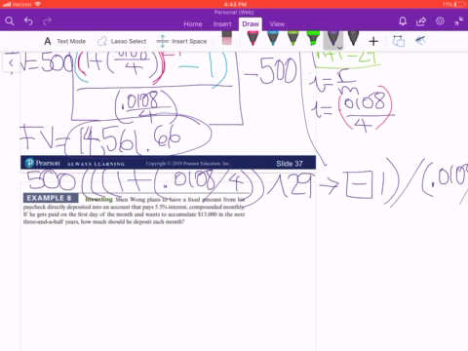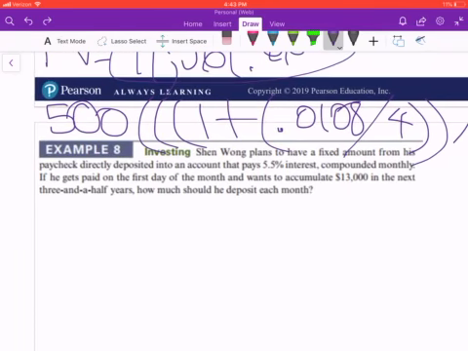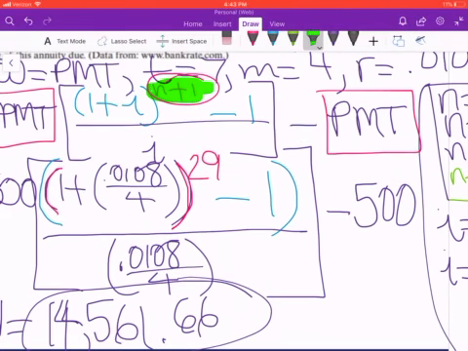Now, for our last problem of the section, we have here Shen Wang plans to have a fixed amount from his paycheck directly deposited into an account that pays 5.5% interest, compounded monthly. And let's keep in mind this is a monthly paycheck as well. If he gets paid on the first day of the month, so that's our clue that we will be using the annuity due, the one where we use the exponent of n minus 1, and we also subtract a payment at the end. That is the formula for annuity due.